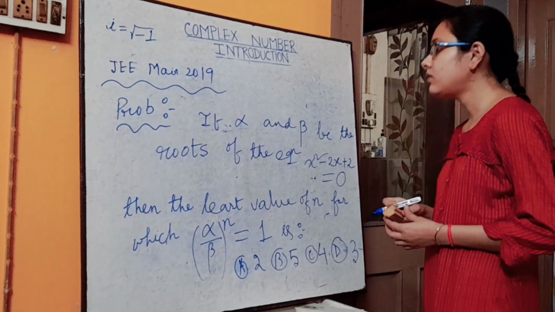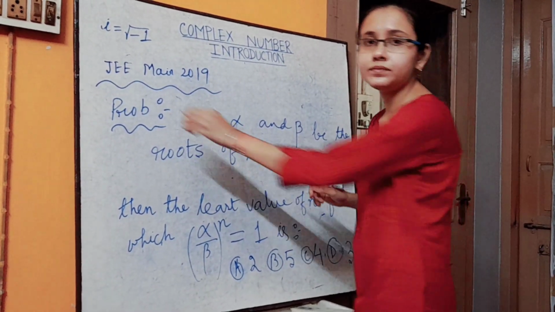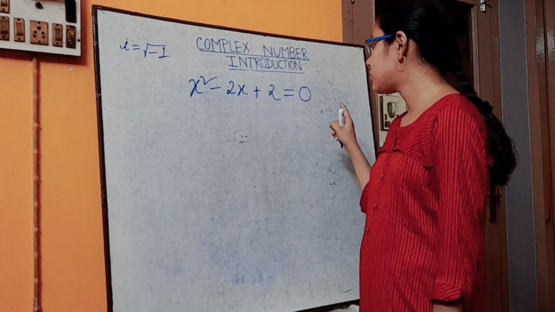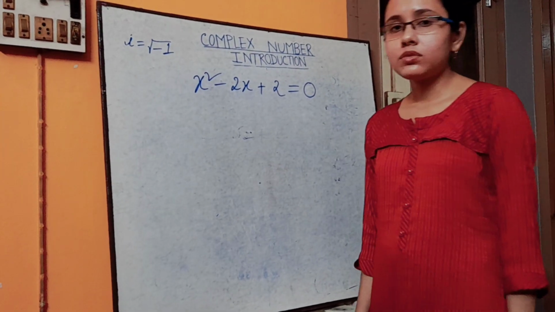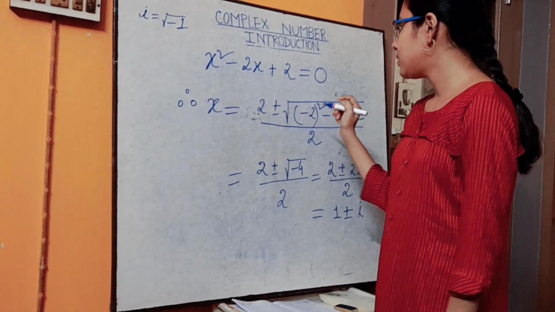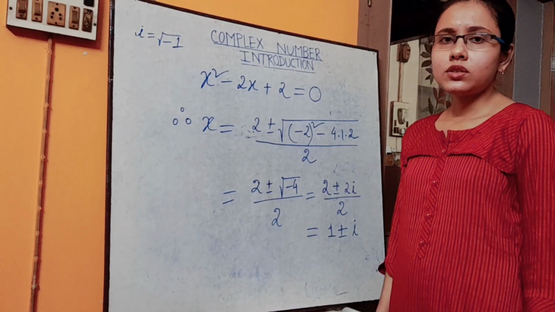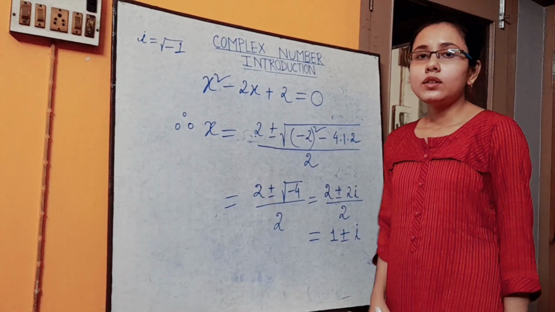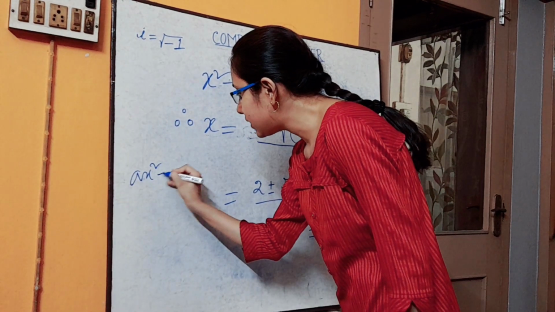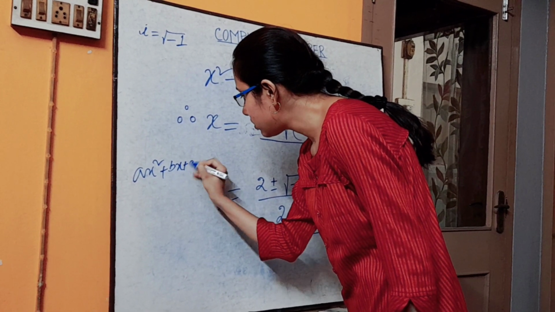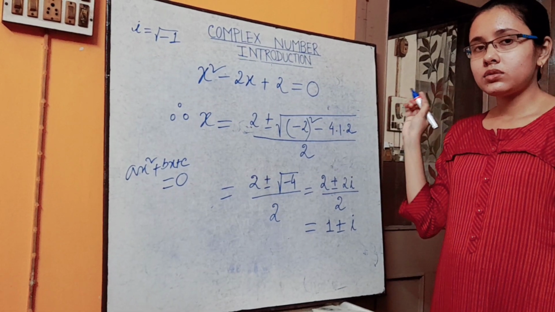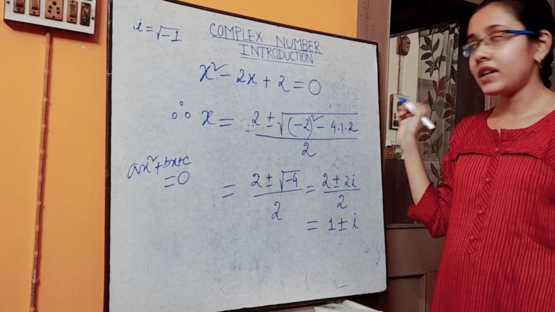Now you will solve this problem. Go. Here the equation is x square minus 2x plus 2 is equal to 0. So at first we have to find the roots. We will solve this equation by the rule of Sridhar Acharya. We know that if the equation is ax square plus bx plus c is equal to 0, then the roots become minus b plus minus root over b square minus 4ac by 2a.